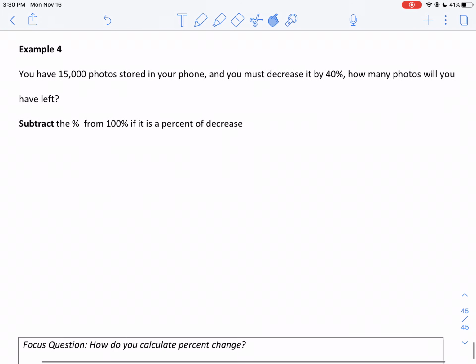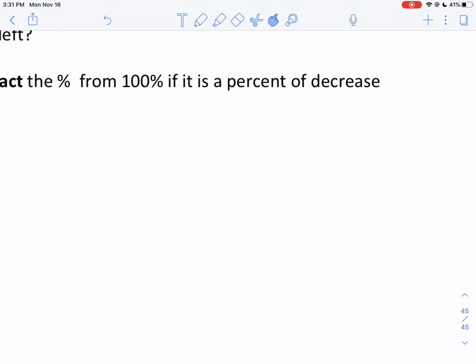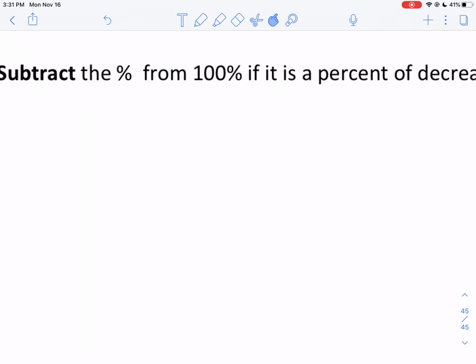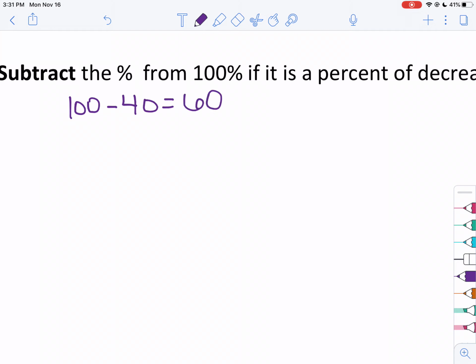Okay, now we're on to example 4. So you have 15,000 photos stored in your phone, and you must decrease it by 40%. How many photos will you have left? So this one, we have to subtract the percent from 100 if it's a percent decrease. So these were given the percent increase or decrease, and we have to find the amounts. So this time we have to do 100 minus 40, which gives us 60.